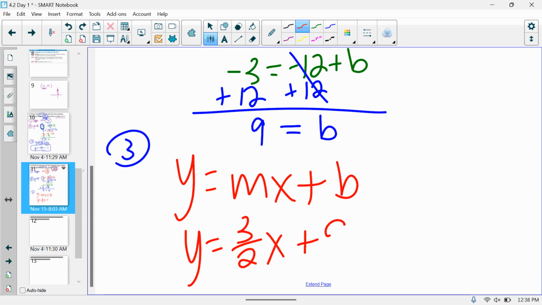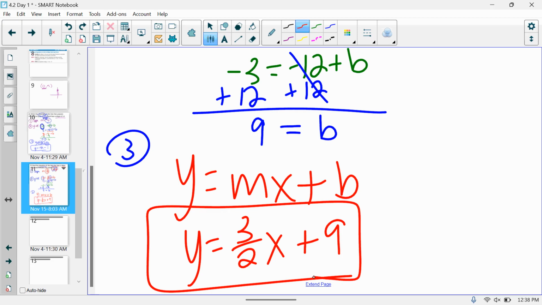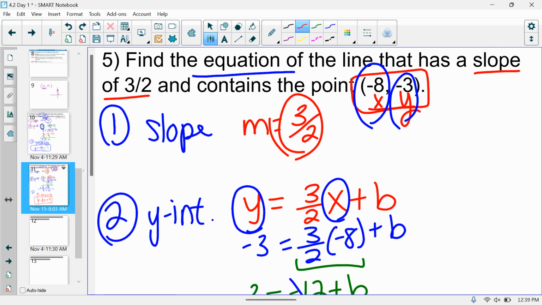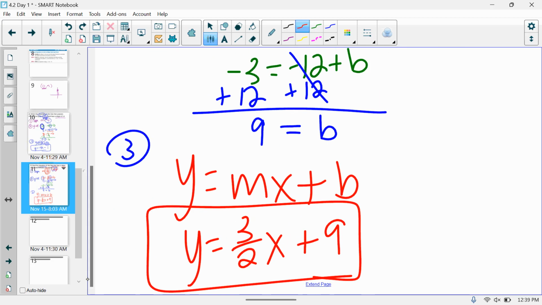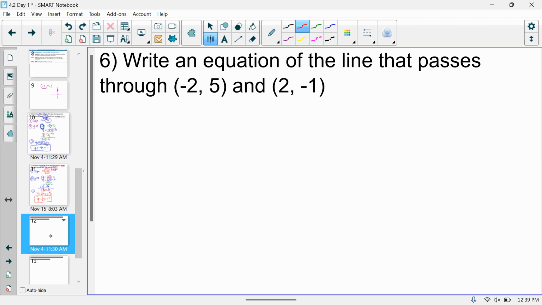Perfect. Questions on how I got that? Because we knew m was 3 over 2. We had that in the beginning, and then we just found b, so all we do is fill those things in, right? Questions on that? Okay. Write an equation of the line that passes through these 2 points.